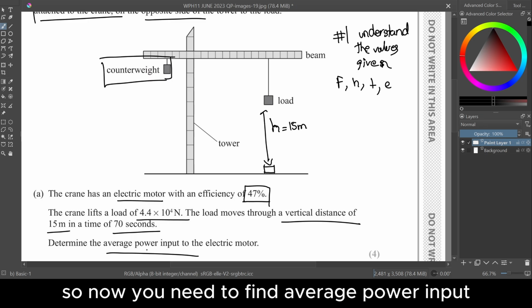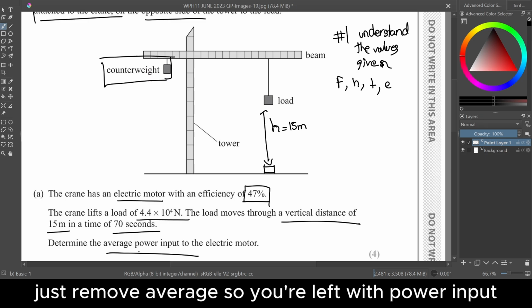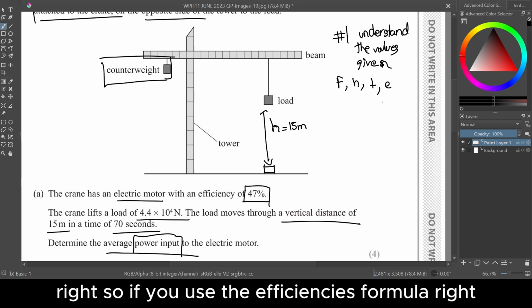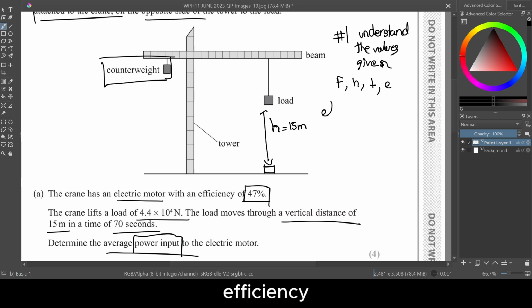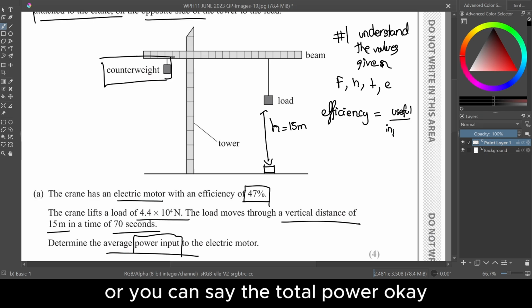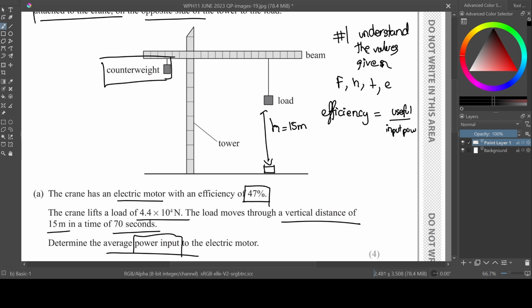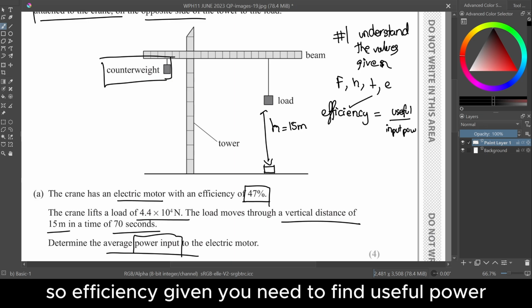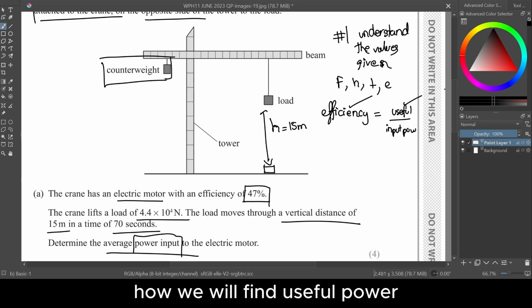So now you need to find average power input. Just remove average so you're left with power input, right? If you use the efficiency formula, efficiency is equal to useful power over input power, or you can say the total power. So efficiency is given, you need to find useful power. How will we find useful power?